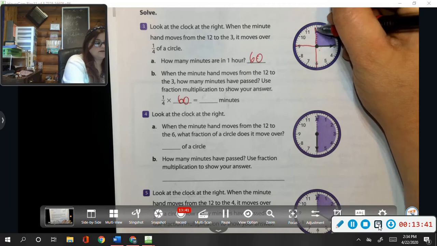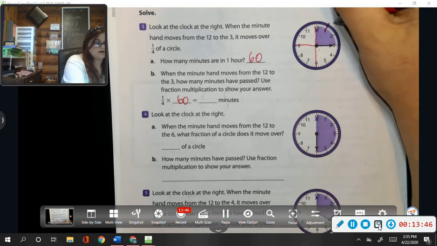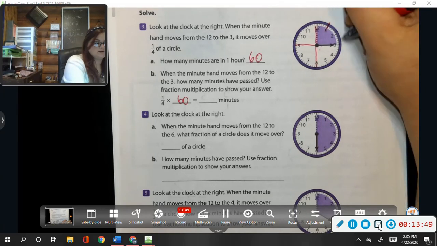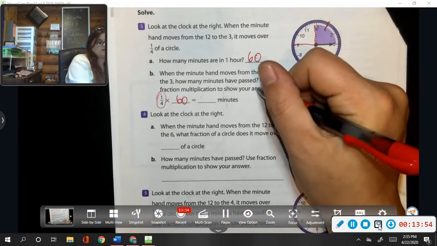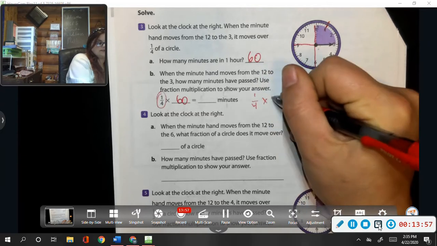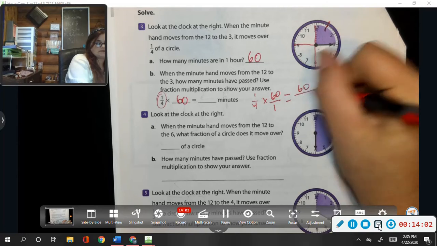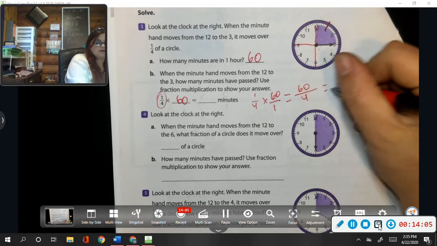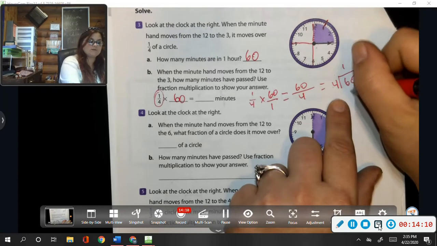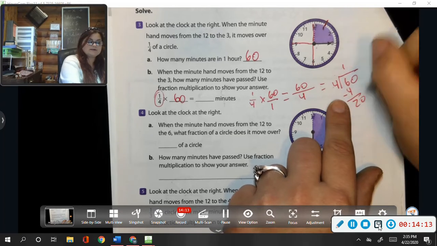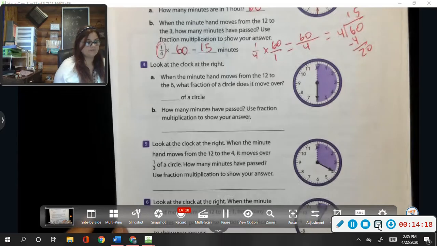From 12 to 3, each one of these is worth an hour. When we move from 12 to 3, that was a quarter of the clock, so that's where they got the quarter. So we do 1/4 times 60. Remember, we're just going to assume that there's a 1 below there. 1 times 60 is 60. 4 times 1 is 4. And then we divide it out. 60 divided by 4. 4 goes into 6 once. We multiply it out, subtract, and we come up with 15 minutes.